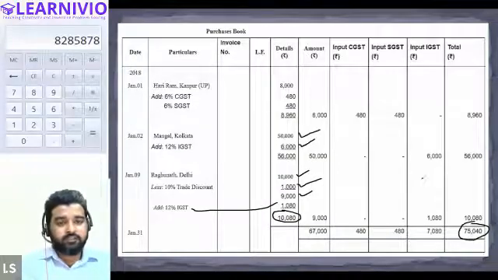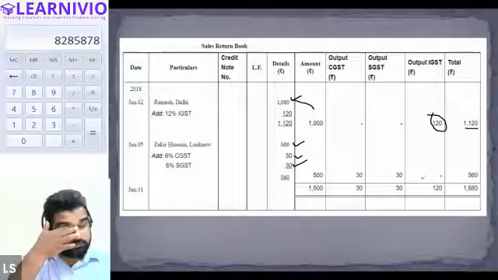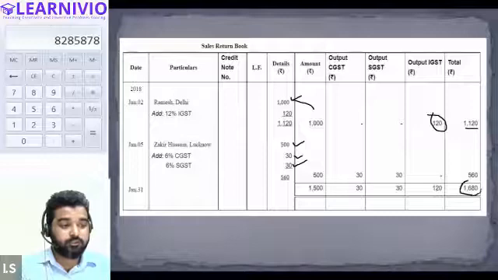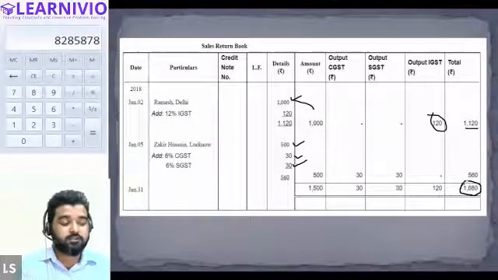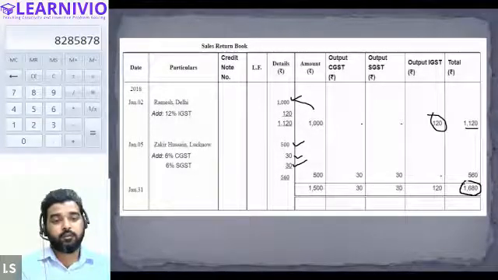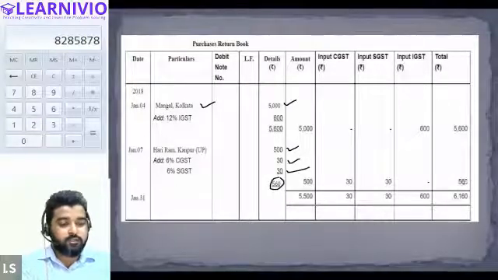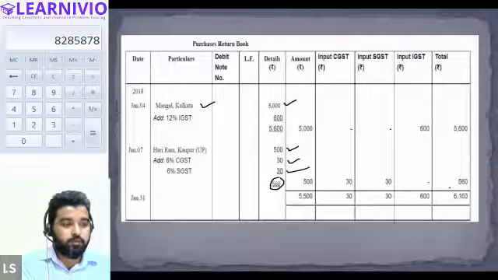And just tally the sales return. The total value of sales return is 1680 rupees. Samiksha, is it your answer? Yes, sir, I got this. And purchase return book you have 6160. Yes. Okay.